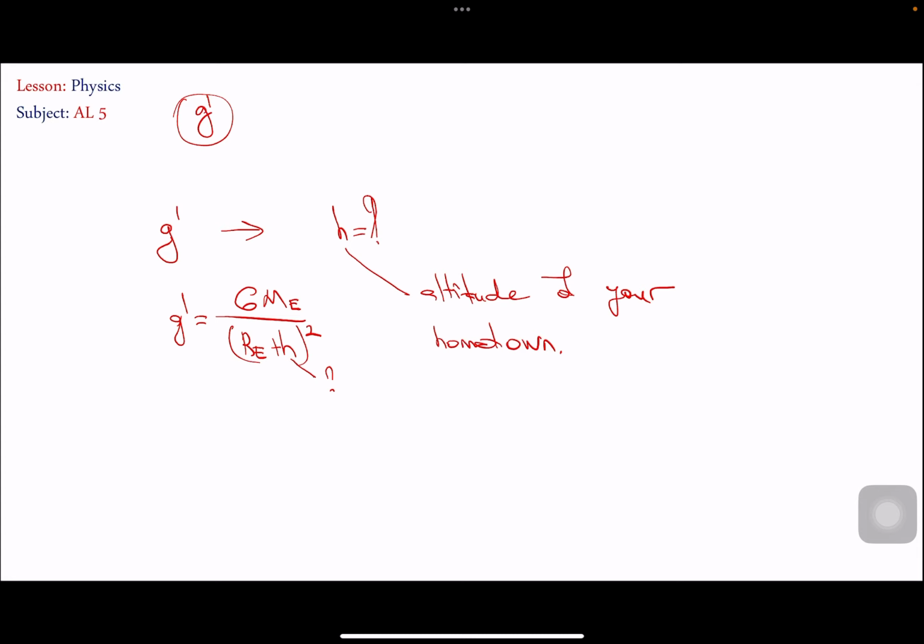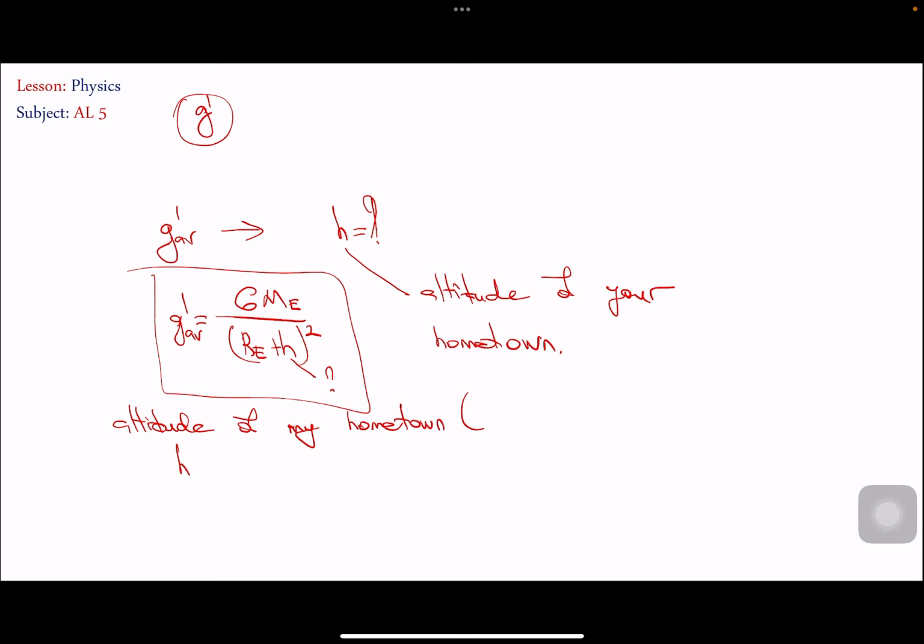So what kind of g would you use here? You will use the g average that you find in your table, and from this formula I want you to find finally the altitude. Write the answer as altitude of my hometown, or write the place. If it will be Glubokoe, please write Glubokoe is about blah blah blah. Write the answer.